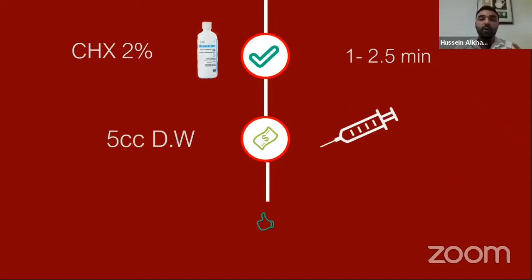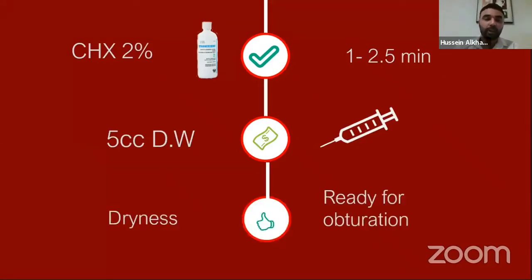And also, as we know, chlorhexidine promotes the bonding to resin-based sealer and cement. So in the literature, there is controversy between removing the excess of chlorhexidine after its application or not. After that, the canal should be dried, and now it's ready for the obturation.